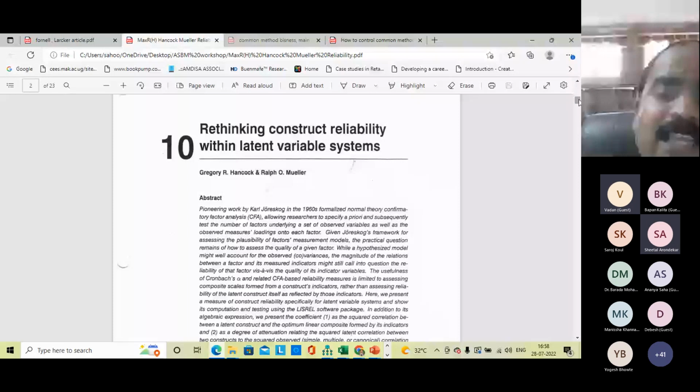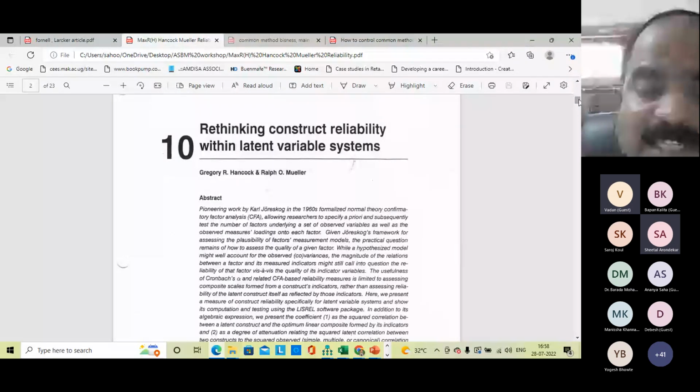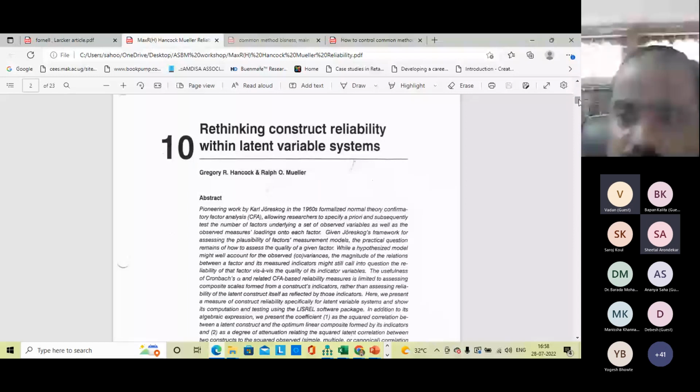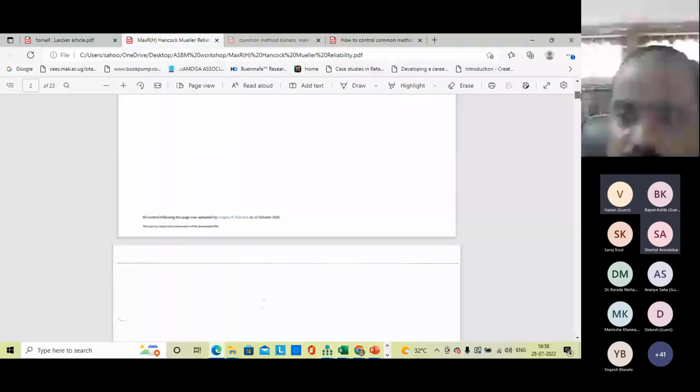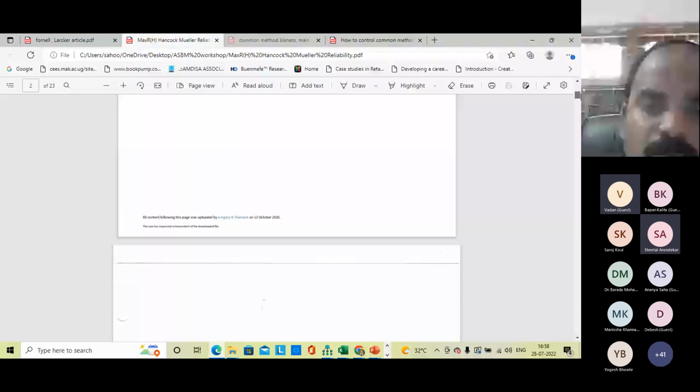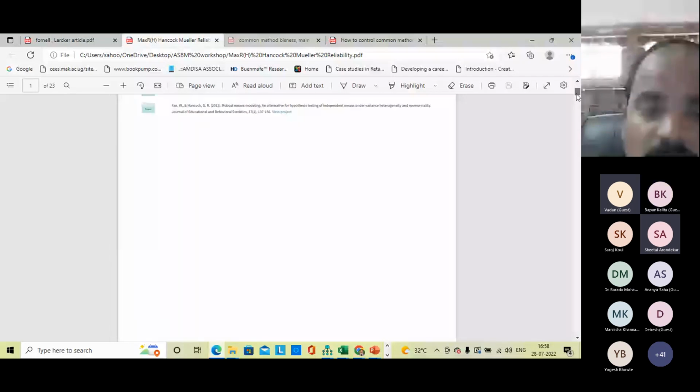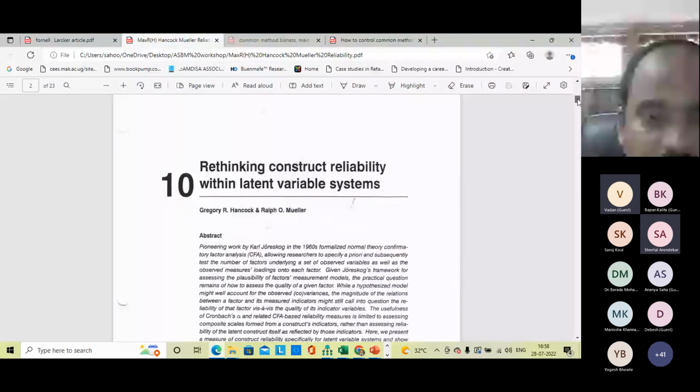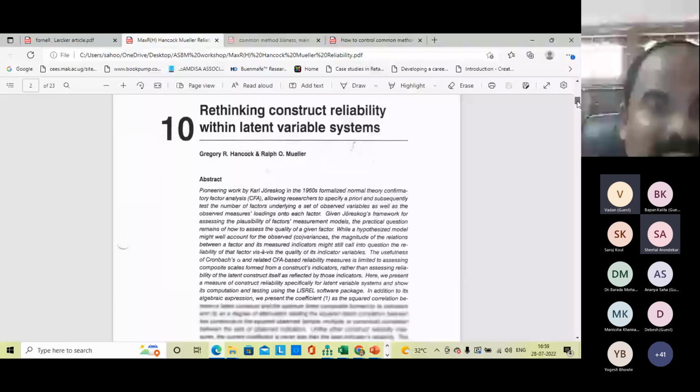Rethinking construct reliability within latent variable systems. That means for our CFA or SEM, Hancock and Muller, you need to cite this article. All these articles are freely available. Do not worry. I have shared it with the organizer, and they will share it. Hancock and Muller, 2001. You can cite, and you can say according to Hancock and Muller.